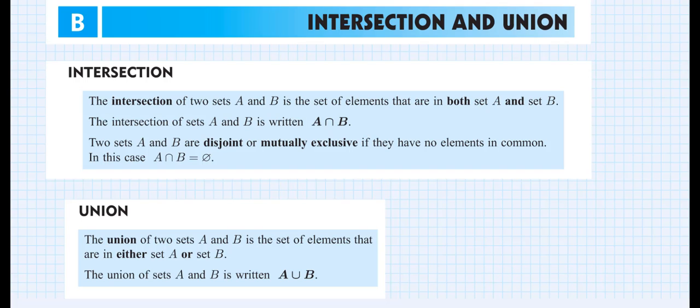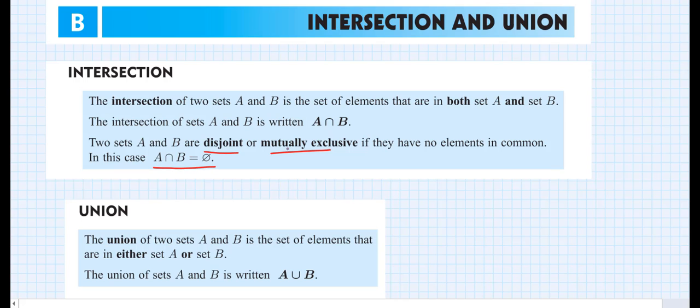Intersection and union, the second sub-part of this chapter. What was the intersection? Intersection is when I have two groups, two sets, and if I have common elements, I write them in a group of their intersection, common elements. Also, if I do not have any common element between two sets, I call them disjoint or mutually exclusive.